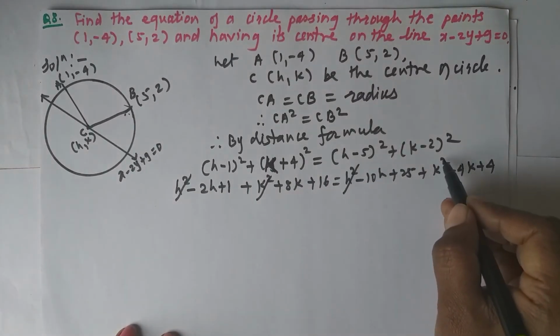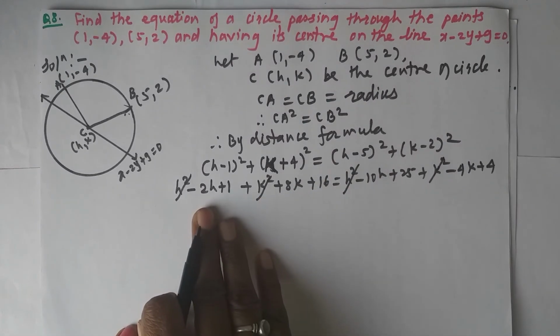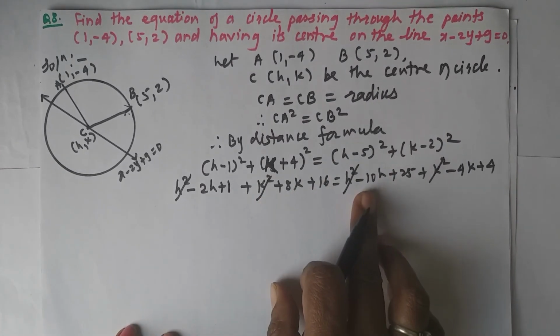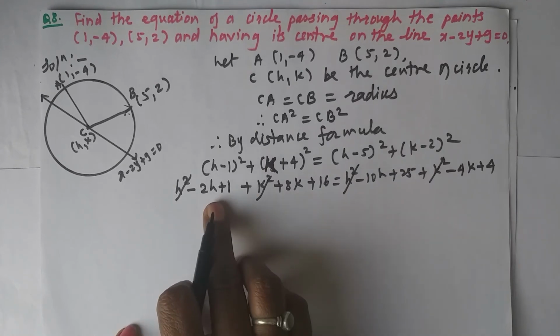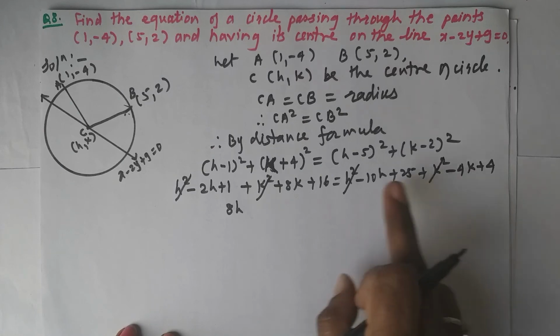This k square will get cancelled with this k square. Now transfer all the terms to the left hand side. Then this minus 10h becomes plus 10. Plus 10 minus 2h means 8h. Now this minus 4k becomes plus 4.